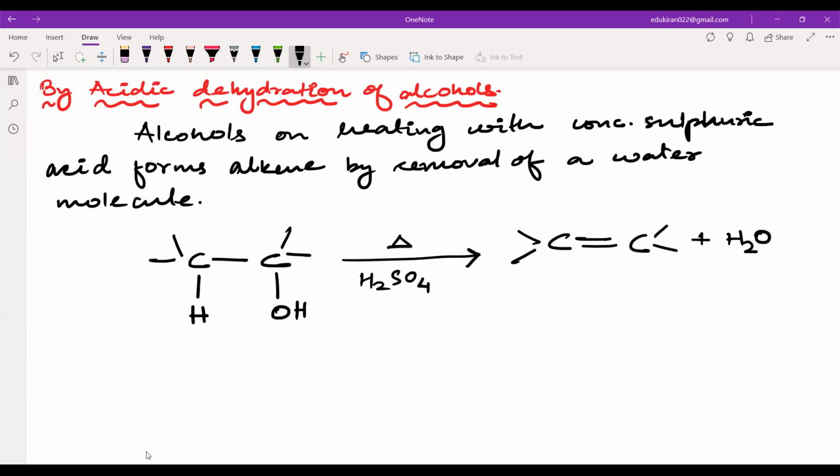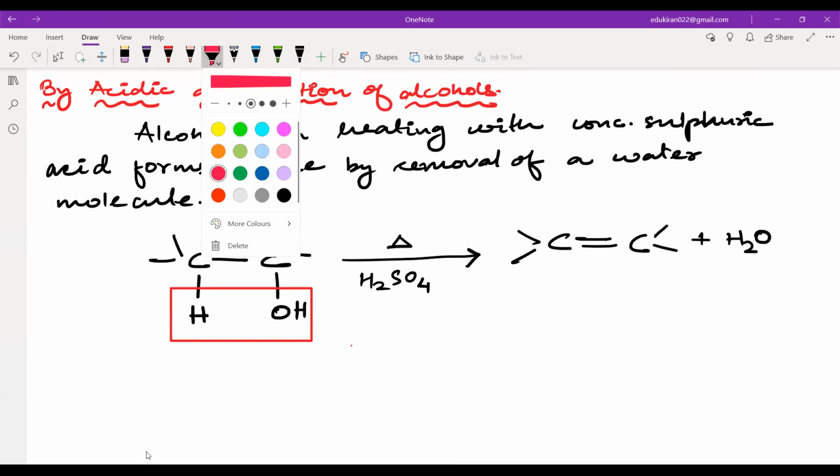As you can see, this is also an example of beta elimination, right? So H is getting removed here, and then the bond is being formed. But we will look at the exact mechanism. First of all, write this down. Let me know when you're done. Since we are removing one water molecule, this is known as dehydration.